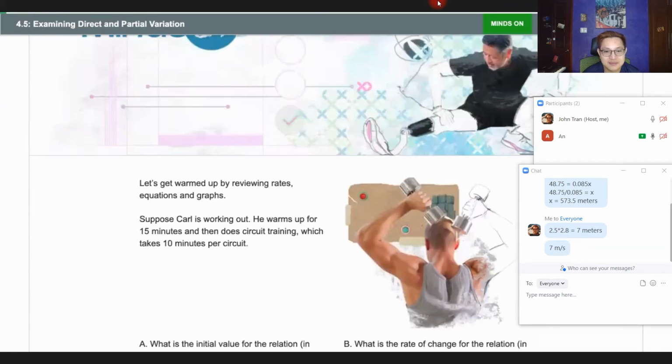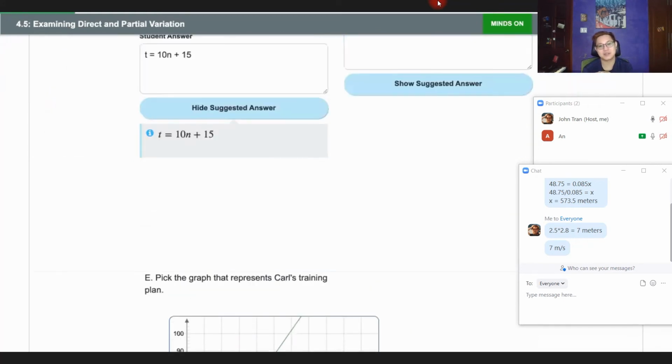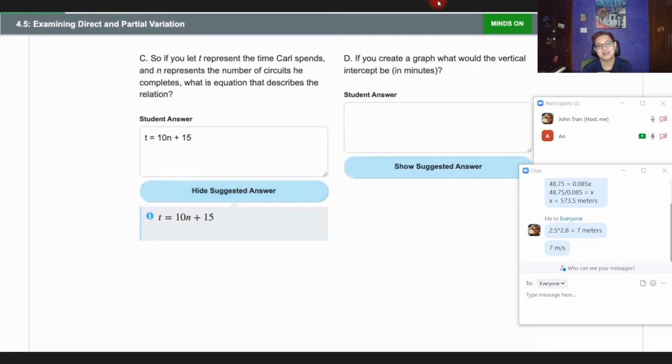Suppose Carl is working out. He warms up for 15 minutes. So that's the time he warms up. Aha. And then the 10 minutes per circuit. So it's 10n plus 15 equal to the total amount of time he works out, right? Yeah, oh, then that makes sense then.